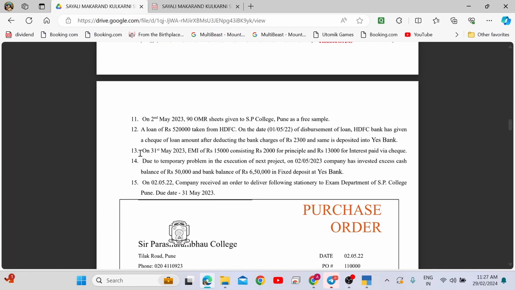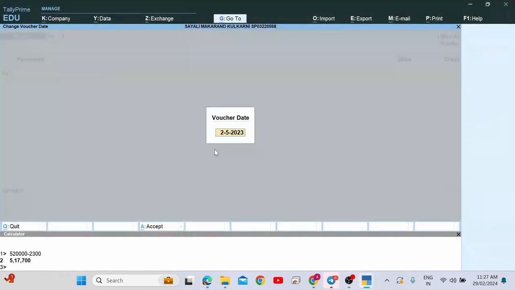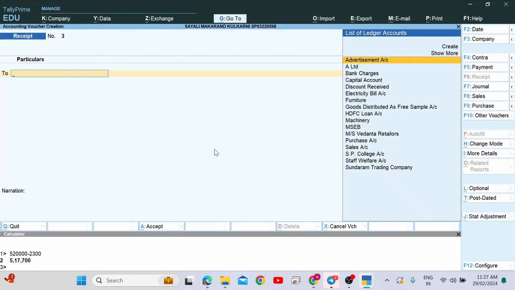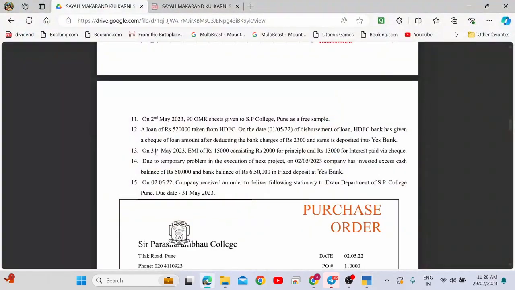Equated monthly installment you have to pay, and then the first equated installment you paid on the 31st May. Therefore in Tally you pass the payment voucher type. First we create the base payment voucher type, and on 31st May say date 31st May, and then payment voucher type, therefore F5. Now base is ready, and then after base read the transaction. 31st May EMI 15,000 consisting 2,000 principal and 13,000 interest.